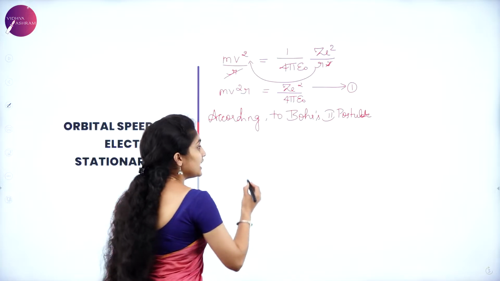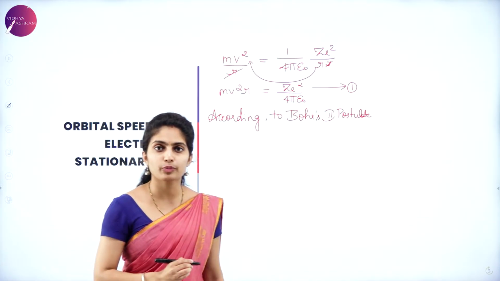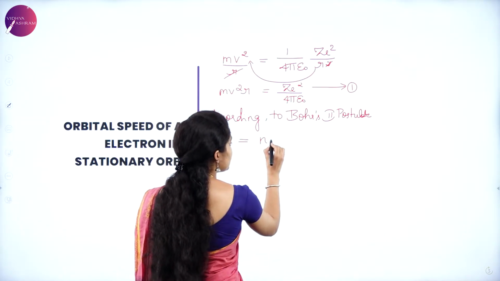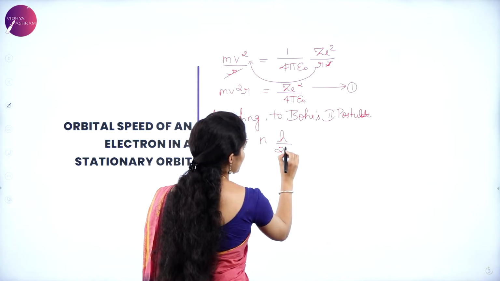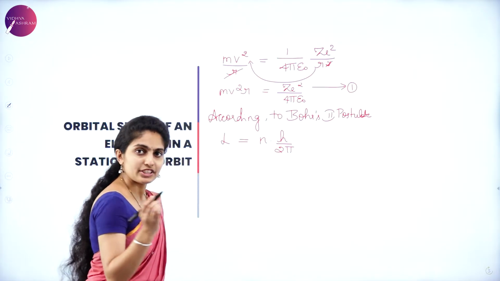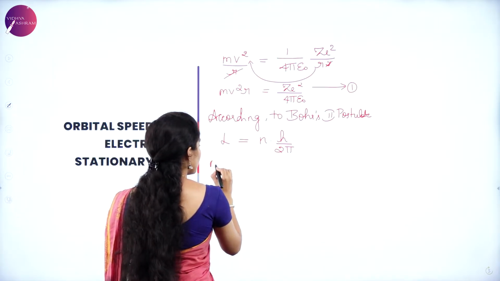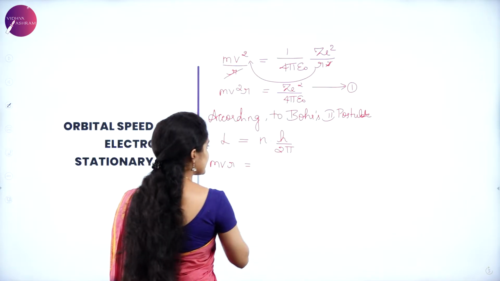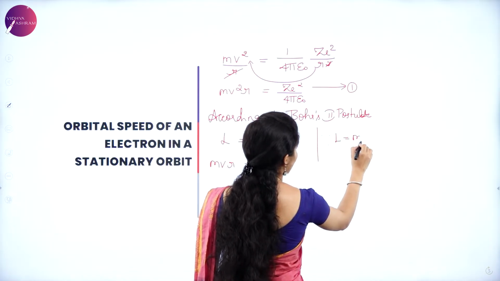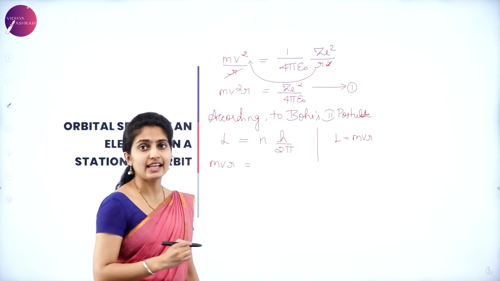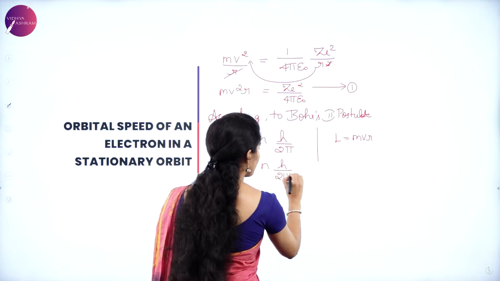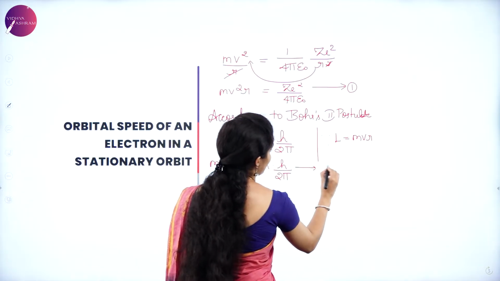the electron revolves in a stationary orbit in such a way that its angular momentum is equal to integral multiples of h by 2 pi, where h is said to be the Planck's constant. So, angular momentum has another formula, mvr. Since L is equal to mvr, we are substituting for L as mvr is equal to n into h divided by 2 pi. So, say this as equation 2.